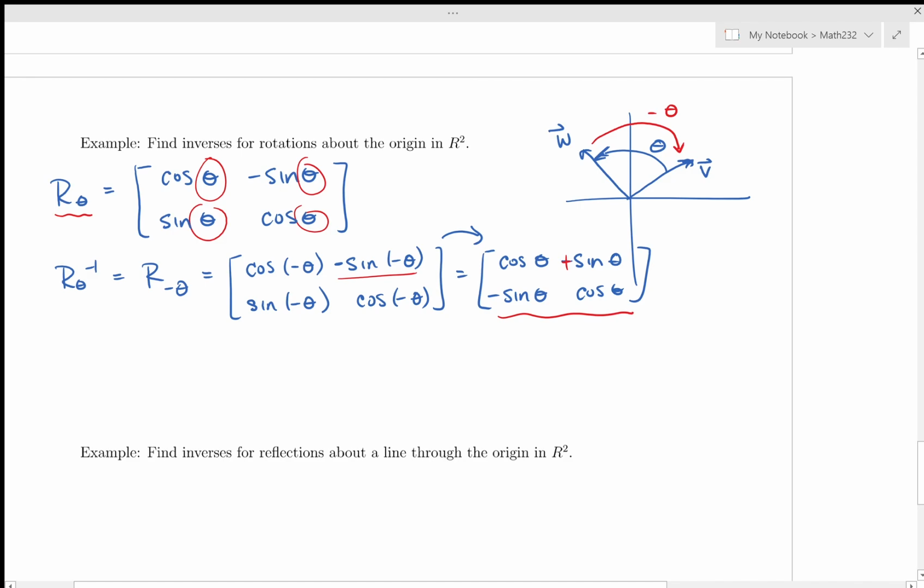Let's see if that's true. I'm going to take them and multiply them together. I would expect to get I.